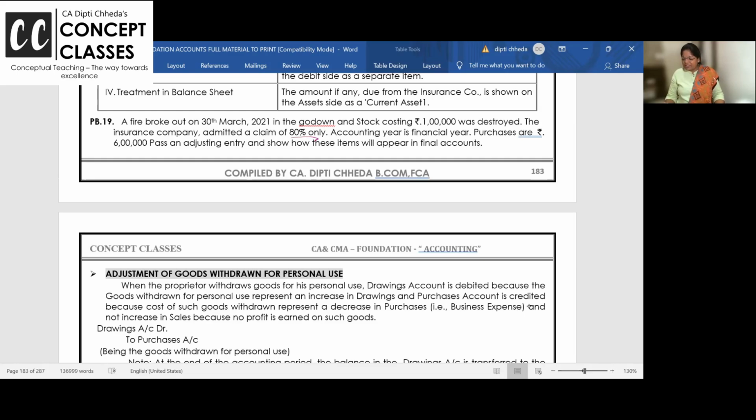Accounting year is financial year. Purchases are 6 lakhs. So 1 lakh of stock got destroyed. 80% the insurance company will pay. Remaining 20% is your loss. Show how these items will appear in the final accounts. So first of all, what entry should we pass? For the 19th problem, what entry should we pass?